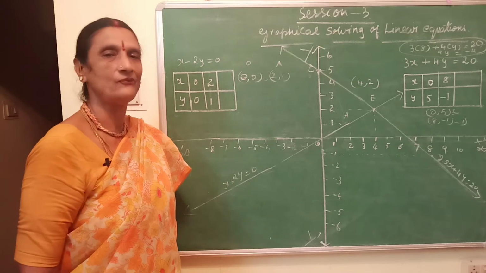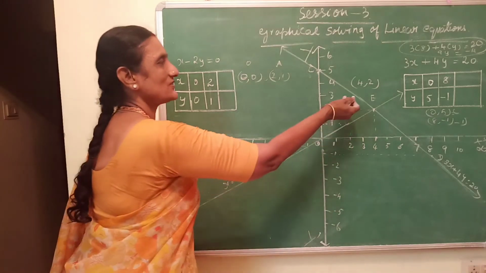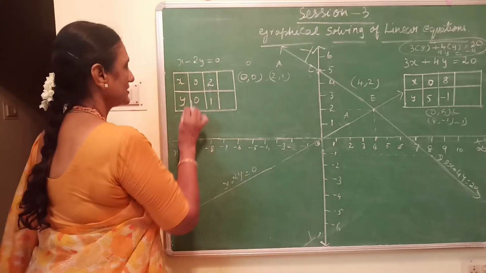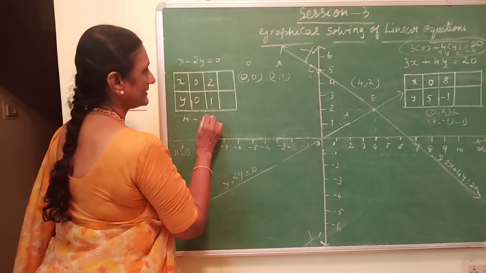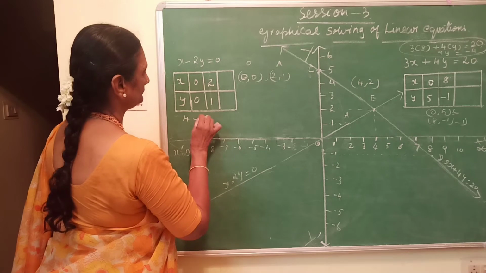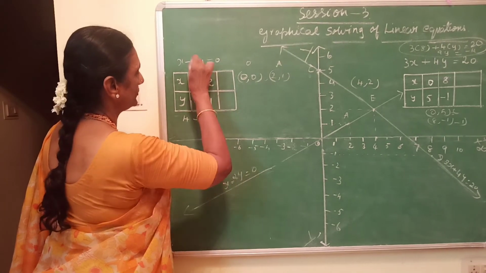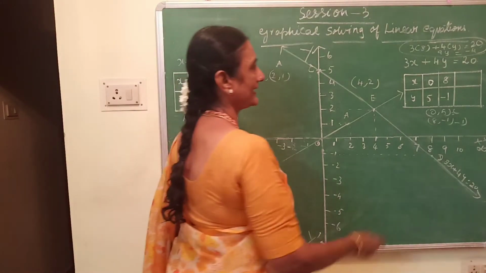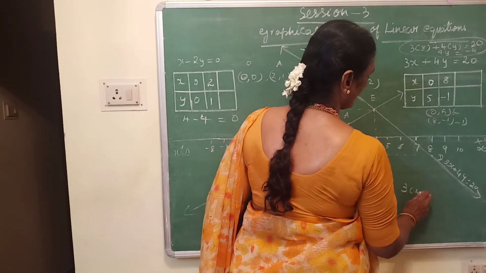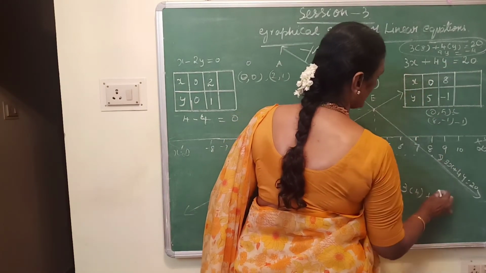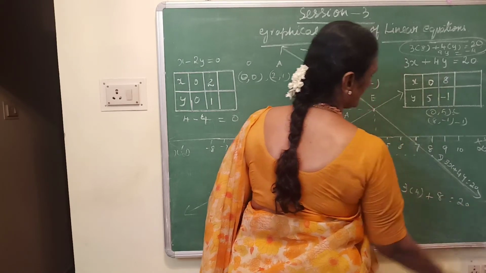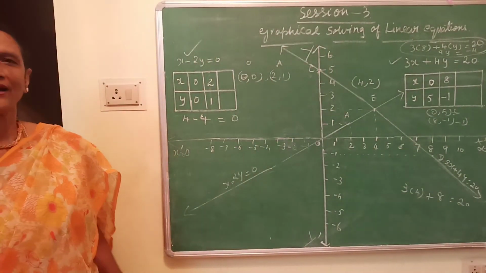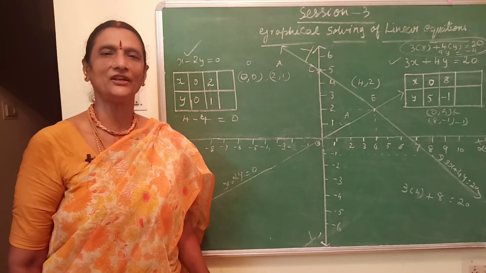Now we can verify. How do we verify? We can substitute the values 4 and 2 in the given equations. It should satisfy. So 4 minus 2 into 2, that gives you 4 minus 4, equal to 0. Similarly, for the second equation, 3 into 4 plus 4 into 2, 8, that gives you 20. It is also satisfied. Therefore, 4 and 2 is the solution for these 2 equations.